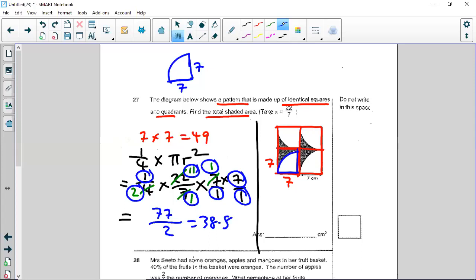But how do you get the shaded part, which is over here? To get the shaded part, use the takeaway method. You take the square area and minus the quadrant. So 49 minus 38.5, you will get 10.5, which is the area of one shaded part.